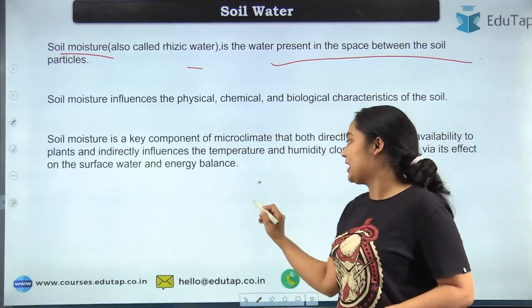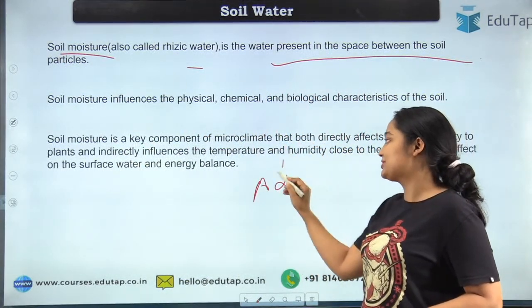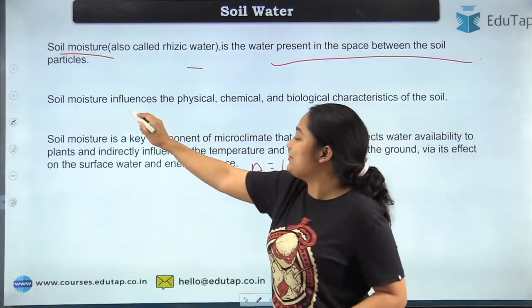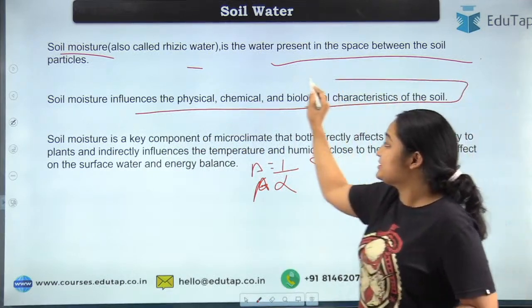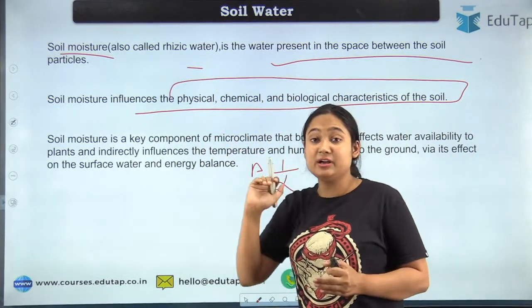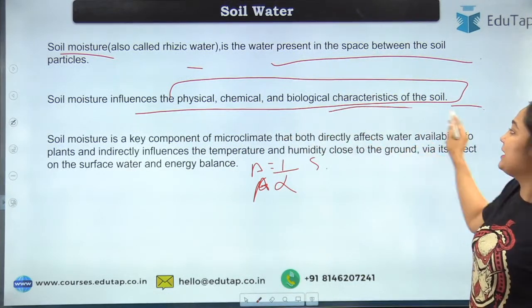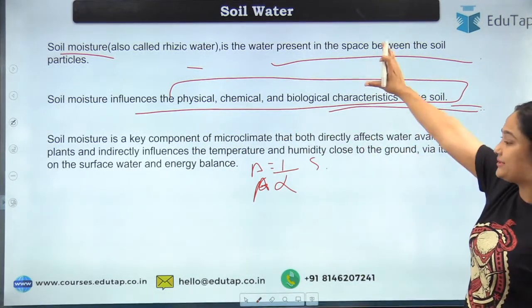We have talked about how air and water have an inverse relationship, so it is regarding that. Soil moisture, as we all know, influences all the characteristics, whether physical, chemical or biological, of the soil. So there is soil water.